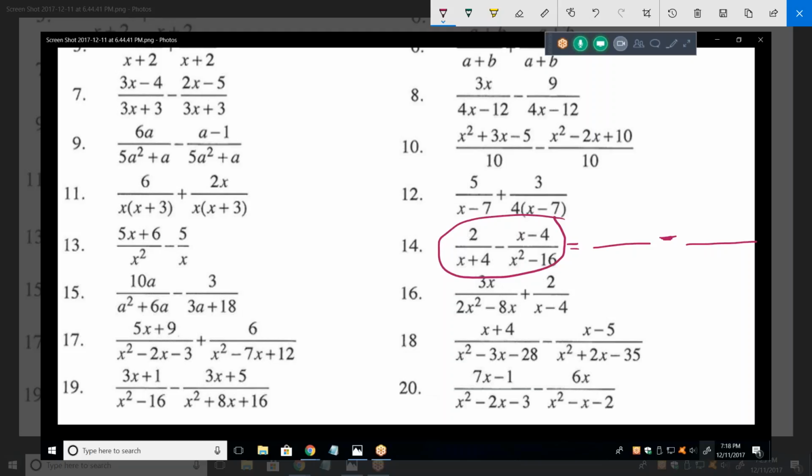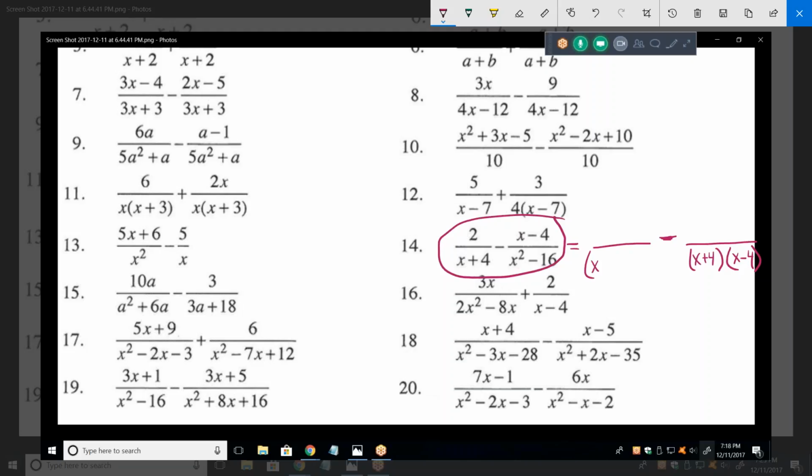Do you just square the bottom left denominator? It's not squared. Factor x squared minus 16 first of all. Difference of perfect squares again, and it's x plus 4 times x minus 4. Okay, so that's your common denominator.